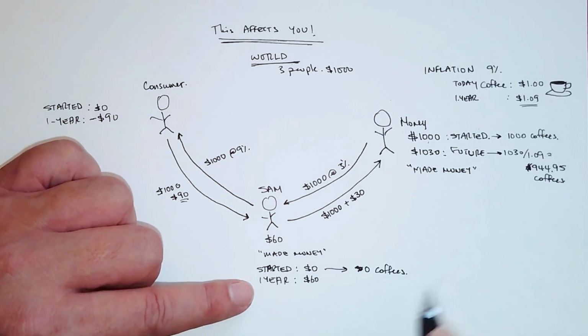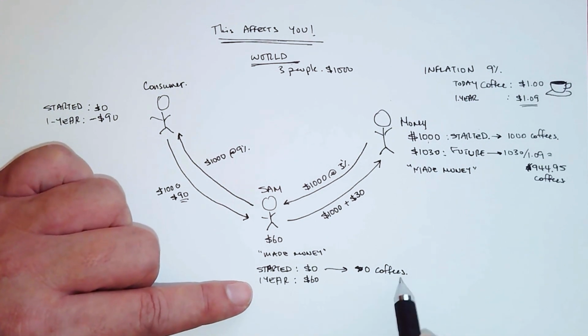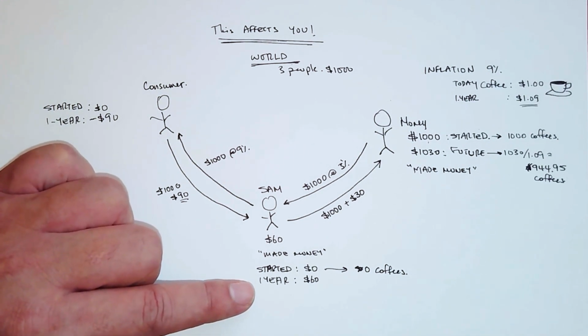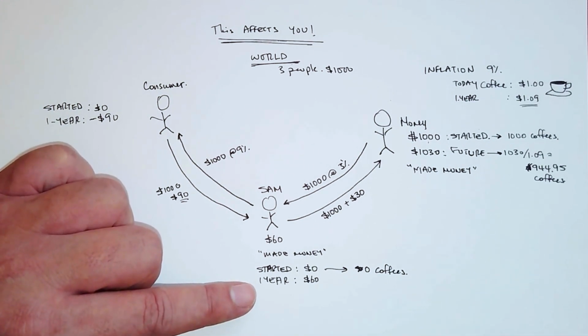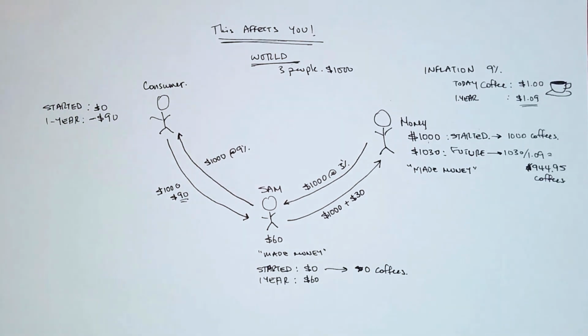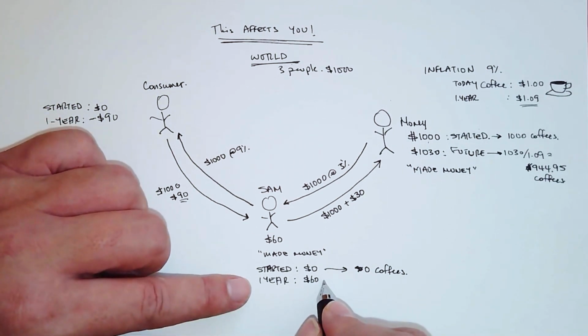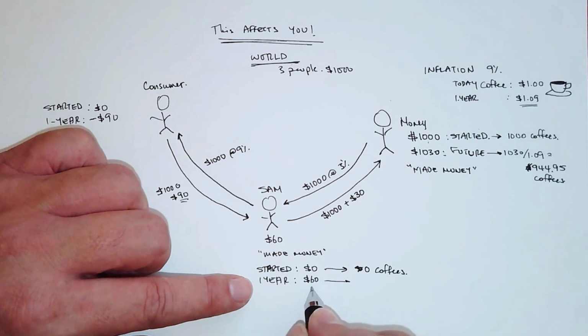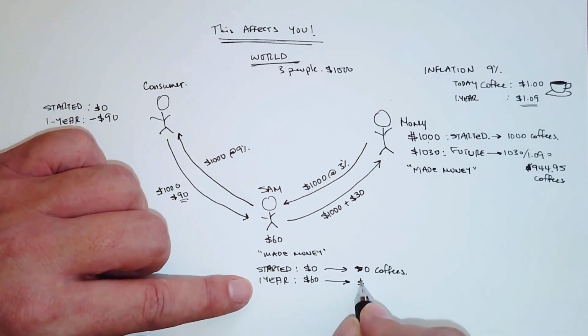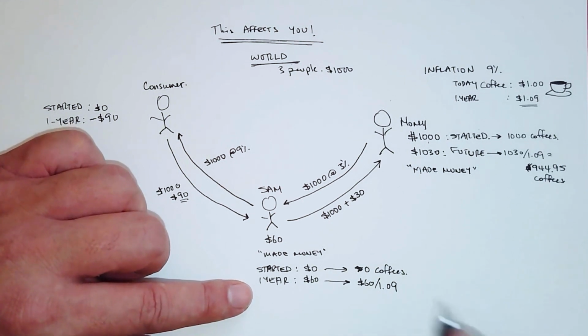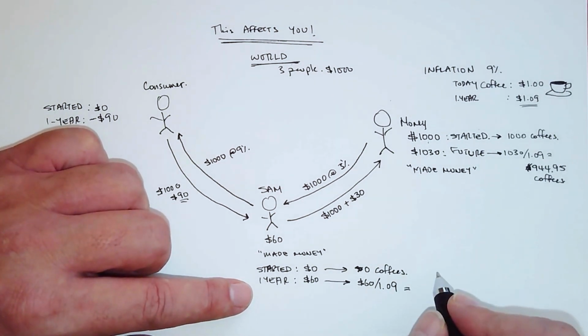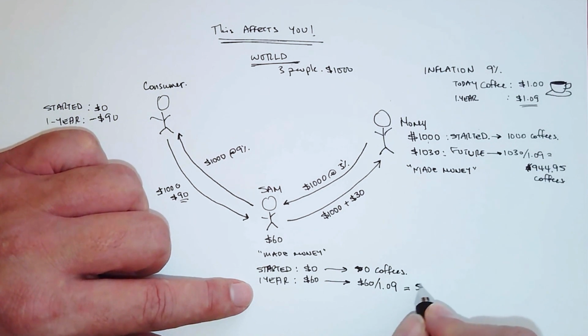Now, why do we always look at the coffees? Because ultimately, it's not about coffee. It's about the food we put on our table. It's about our insurance. It's about our car payments. It's about our living expenses. It's about everything we pay for every single day. Okay. After 1 year, he has $60. We take $60, divide by the coffee price, 1.09, which gives us roughly 55.05 coffees.